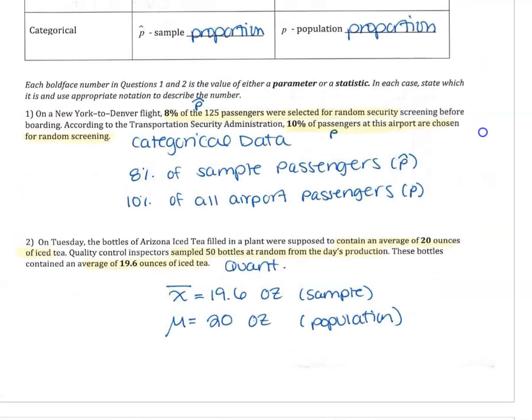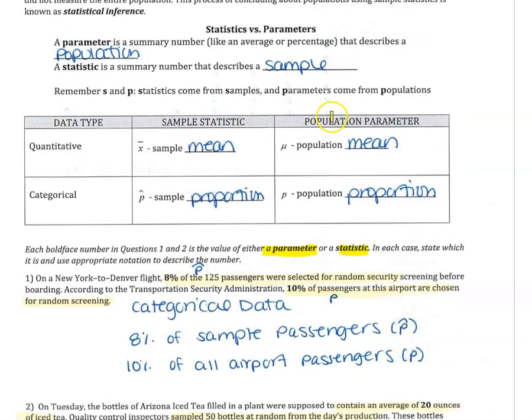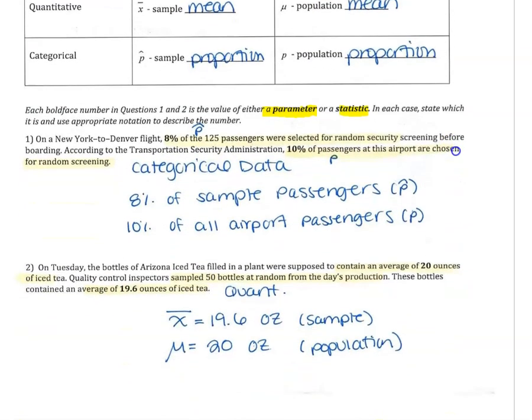Now, the last thing we did on this lesson was talk about just the difference between a parameter and a statistic. Again, parameters come from the population, so parameter, population, sample, statistic. And we just read through and figured out whether our data was categorical or quantitative, and whether each number was either a P hat or a P.